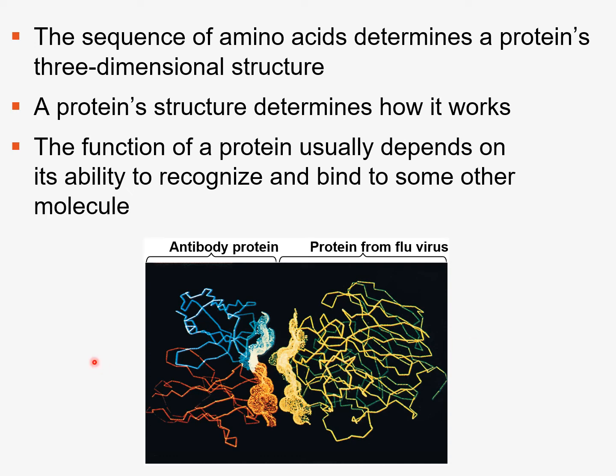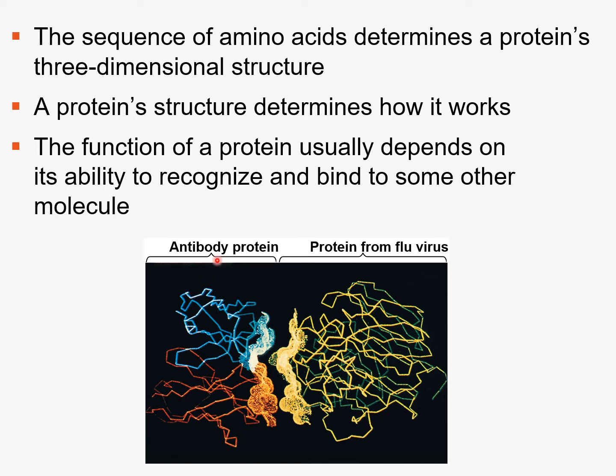We see just the backbone, in the wire diagram, for two different proteins. The one on the left is an antibody, and the one on the right happens to be a protein from a flu virus. The antibody happens to be produced, and it looks like it is complementary. It fits right in there, almost like a lock and key, and it allows it to bind and stay bound to it.